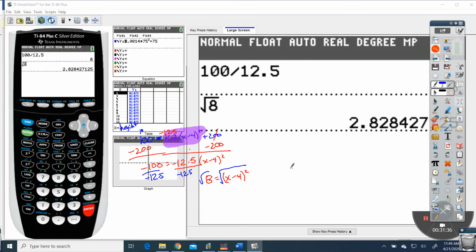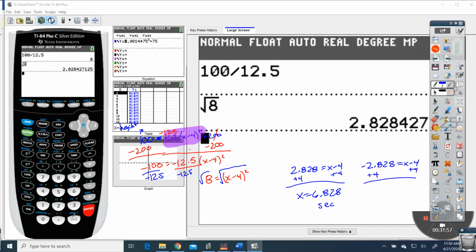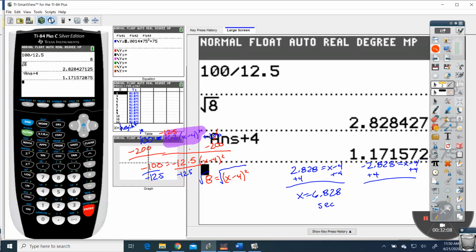So I'm going to come back to my calculator, second square root of 8, and it's 2.828. So I have 2.828 equals x minus 4, and negative 2.828 equals x minus 4. Now I just add 4 over here. So x equals 6.828 seconds. And I'm going to add 4 onto this one. So I'm going to come to my calculator and go negative my answer, so that's negative 2.828 plus 4. And that's going to be 1.172. So 1.172 equals x. So those are my 2 times.